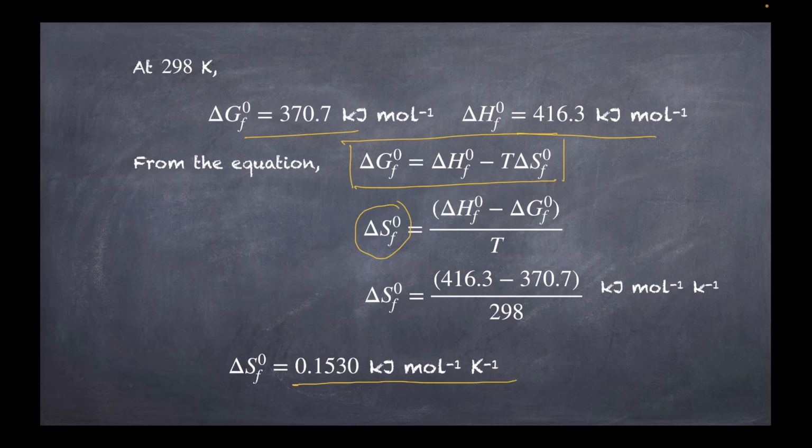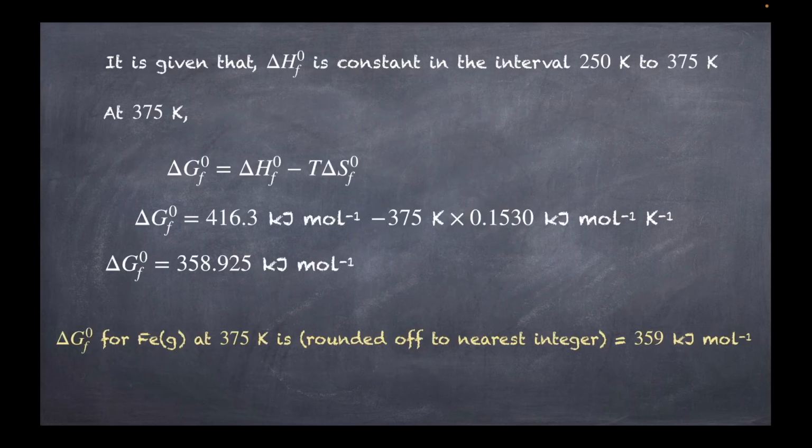Now look at the unit of delta S0F very carefully. In the unit it is expressed as Kelvin inverse. That means per unit Kelvin temperature, the amount of change in entropy is given. So it is independent of temperature.